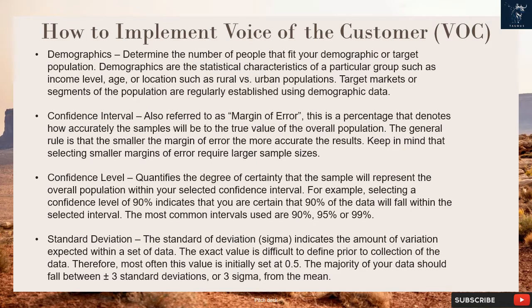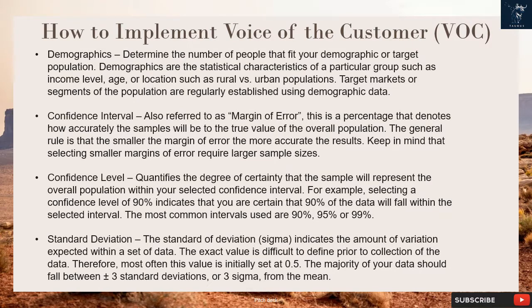Confidence interval, also referred to as margin of error. This is a percentage that denotes how accurately the samples will be to the true value of the overall population. The general rule is that the smaller the margin of error, the more accurate the results. Keep in mind that selecting smaller margins of error require larger sample sizes.